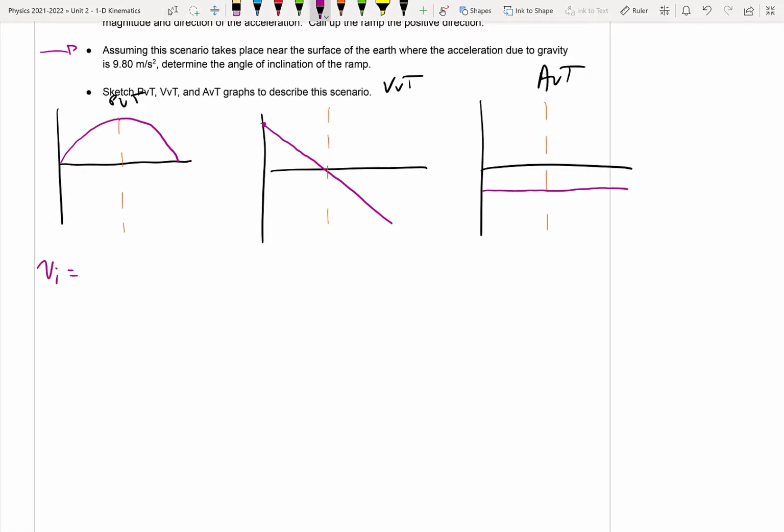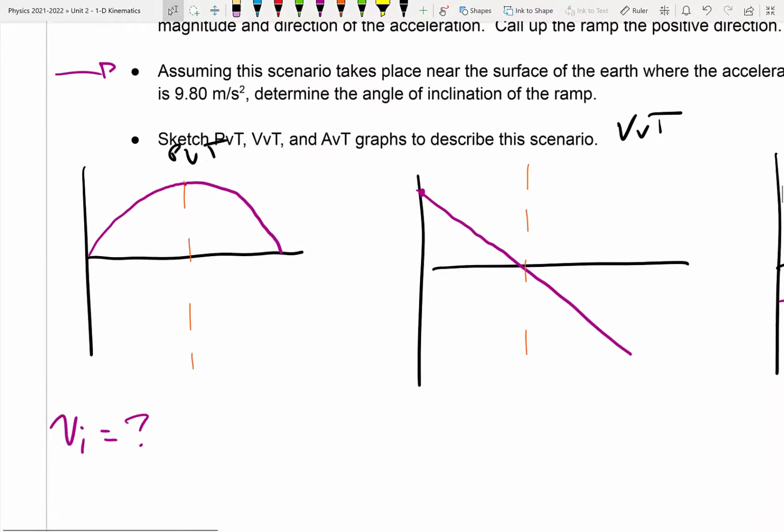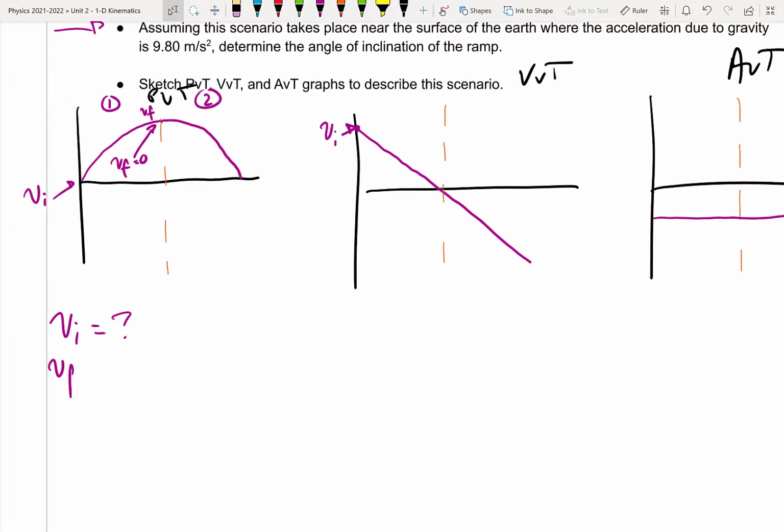Okay, that VI is unknown. And so what we mean by that, if we look at just phase 1 of the motion and not phase 2, VI is here. We can see that it is not nothing. It is some positive value, just like you throw a ball up into the air. And then VF for the first phase of motion is up there. So that is VF, and that is 0 because it stops for an instant. So that's something we know.